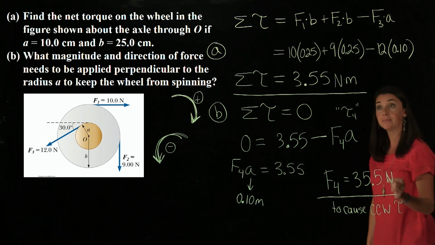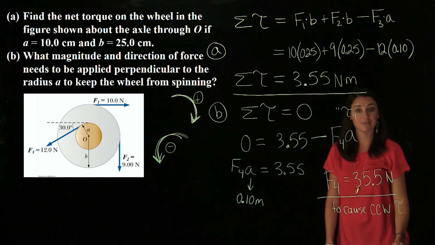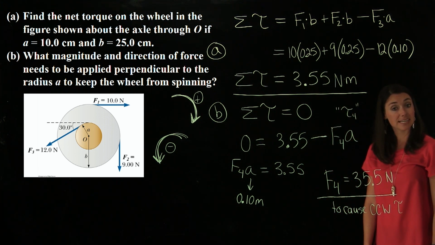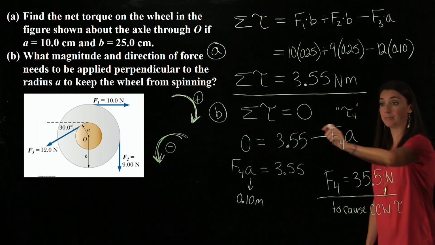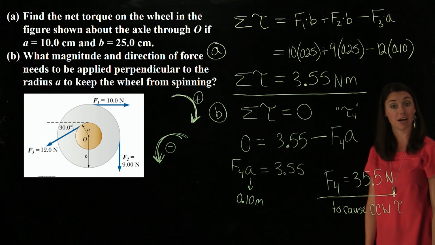And there we have an example where we're adding up a bunch of different forces times perpendicular radii to get a net torque, and then we can solve it for when we want the wheel to stop as well.